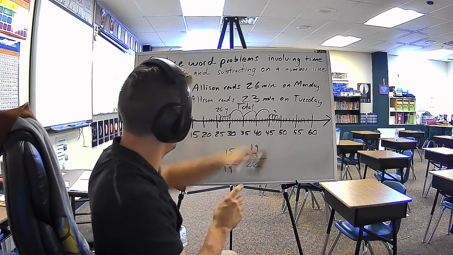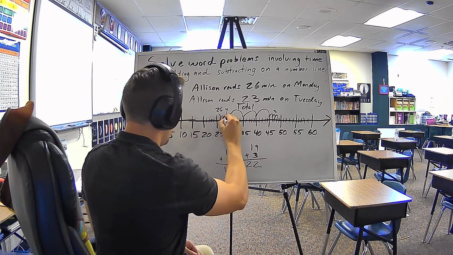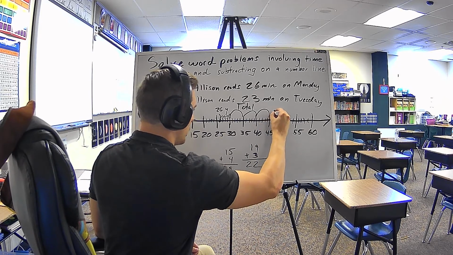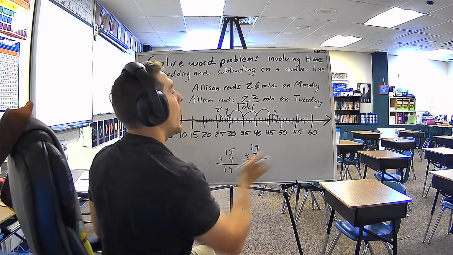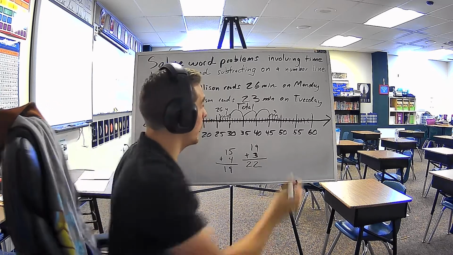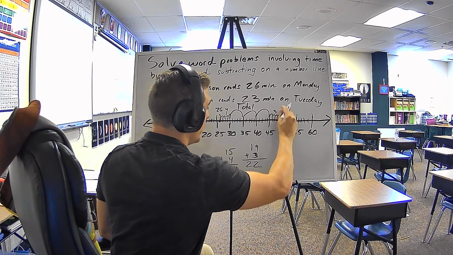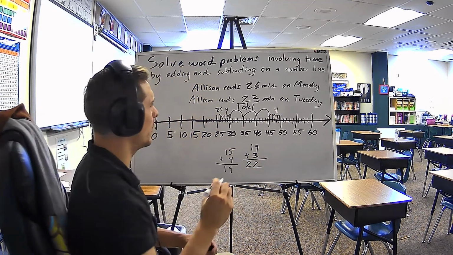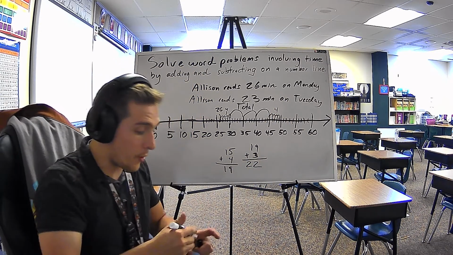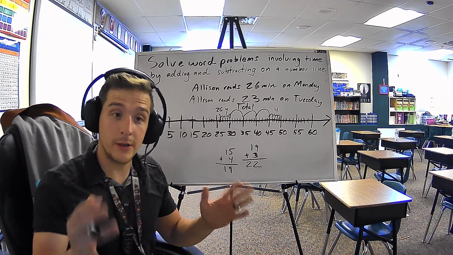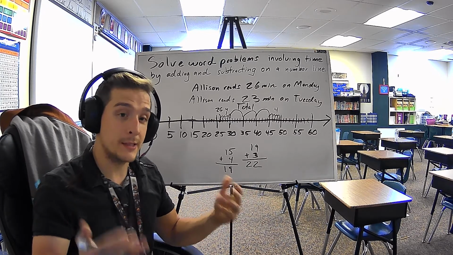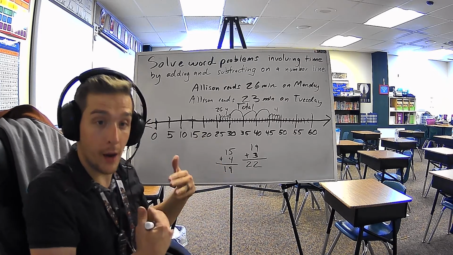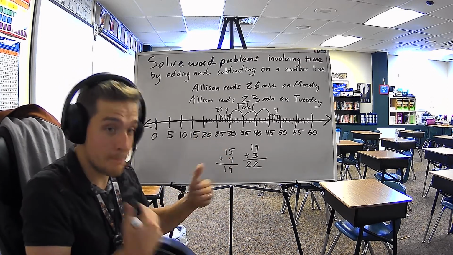So 5, 10, 15. So 1, 2, 3, 4. So 19, 20, 21, 22. I did make a mistake. 23. I need to get one more further. So there's actually another 4 right there. See, now, I wish I could say I did this as an example, as in checking your work. But I honestly made a mistake here. I made a mistake.